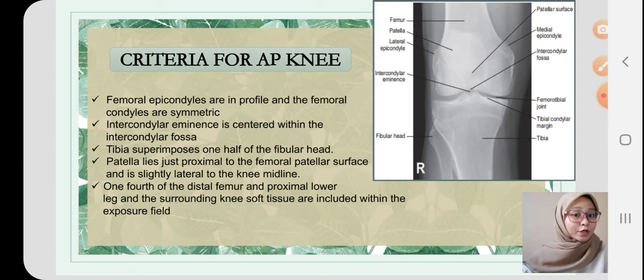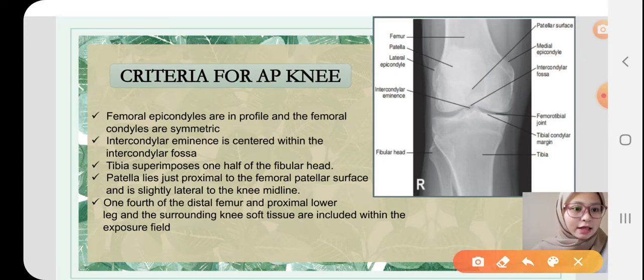What is the difference between epicondyles and condyles? Up here is called the epicondyle, and down here is called the condyle.